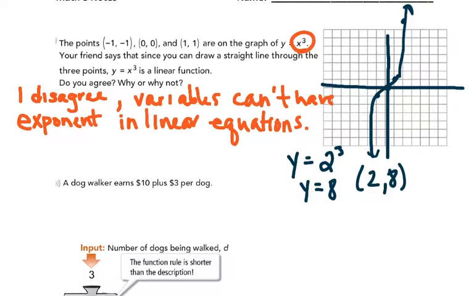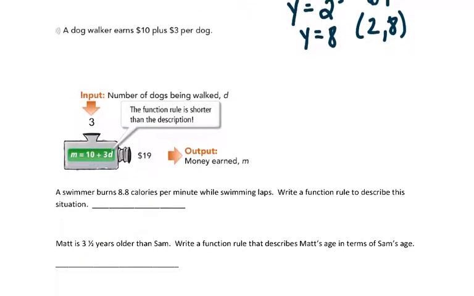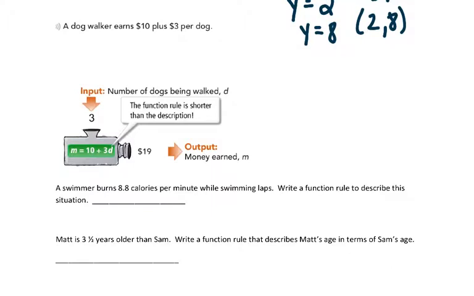Alright, let's take a look at the dog walker situation. It says a dog walker earns $10 plus $3 per dog. So if you have 3 dogs, you put 3 dogs into the function, you get $19 out. This is a function that describes the situation.